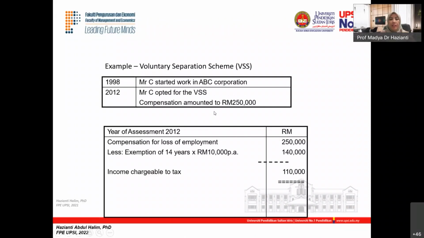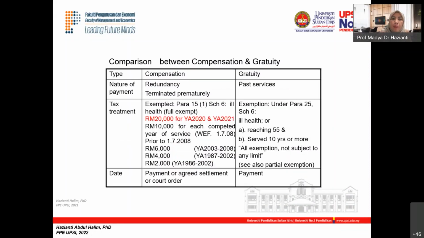Okay, sama macam Sylvia tadi lah. Dia exemption dia 14 years, 10,000, 140,000. Sebab apa? This is year assessment 2012. Kalau if we reverse year assessment 2020, 21, sini jadi 20,000 per annum. But now kita buat 2012, so 10,000 lah.